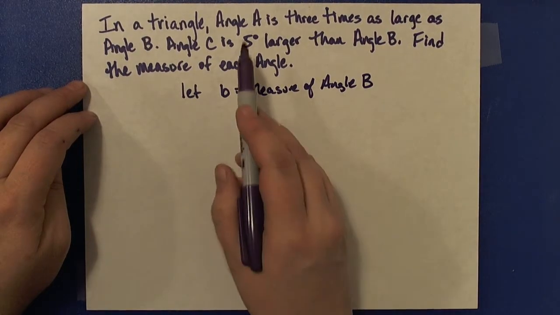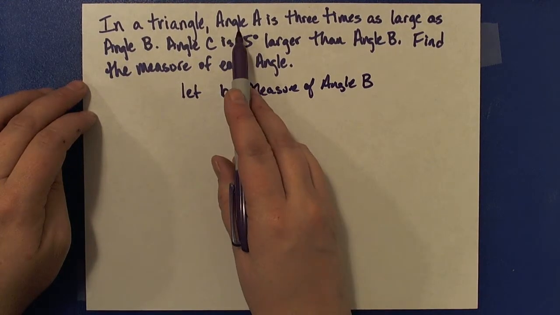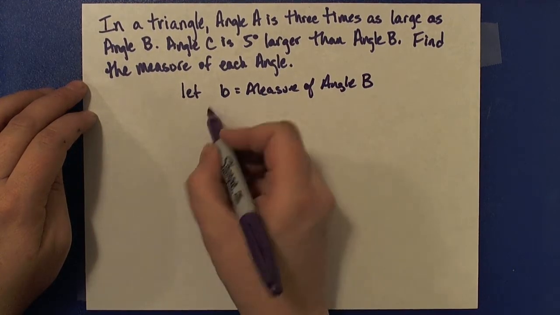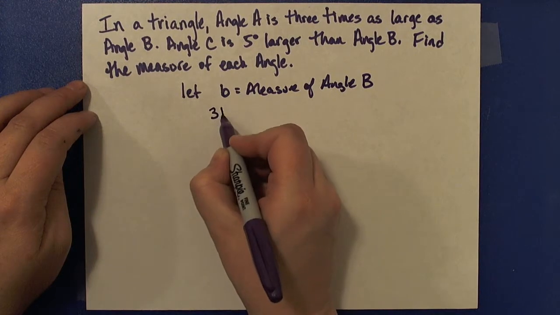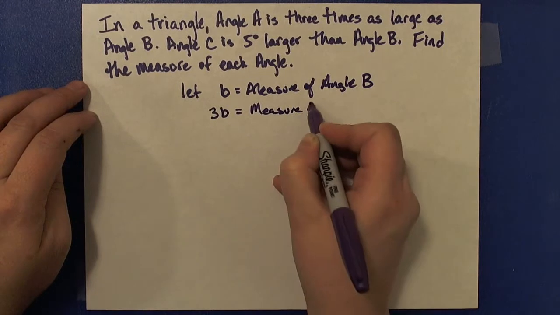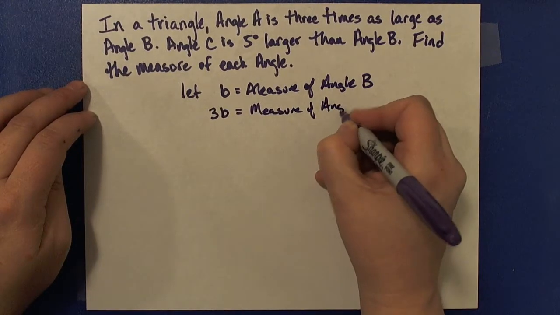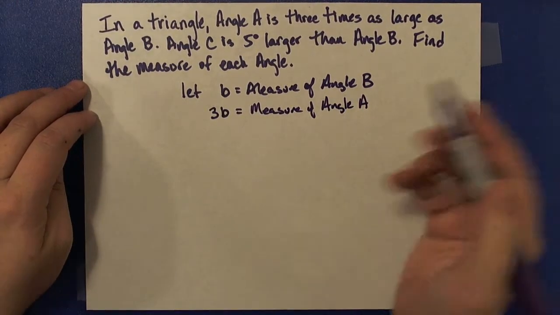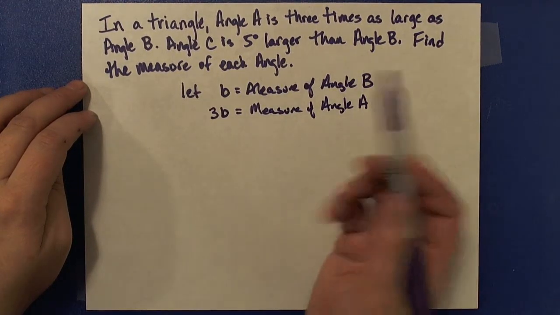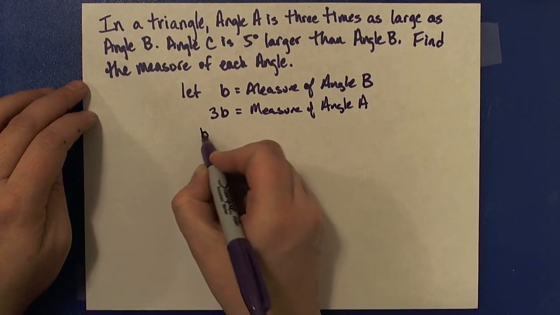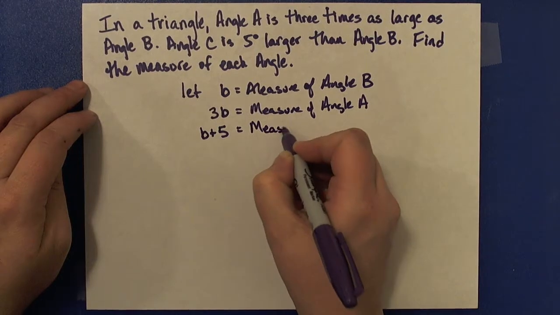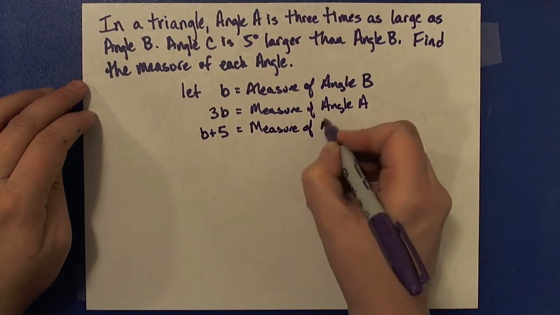Now I'm also looking for angles A and C. So for angle A, I know it's 3 times as large as B. So 3 times would be 3 times B, and that's going to be the measure of angle A. And finally, angle C is 5 degrees larger than angle B. 5 degrees larger would be B plus 5, and that is the measure of angle C.